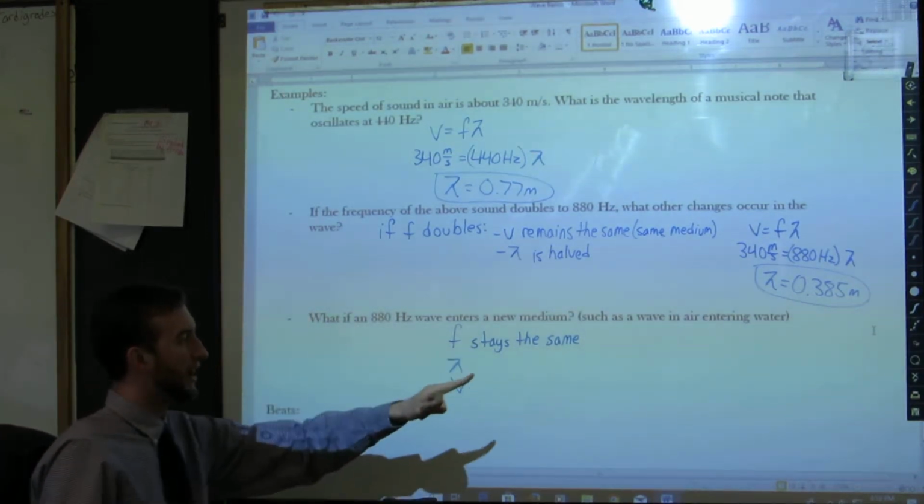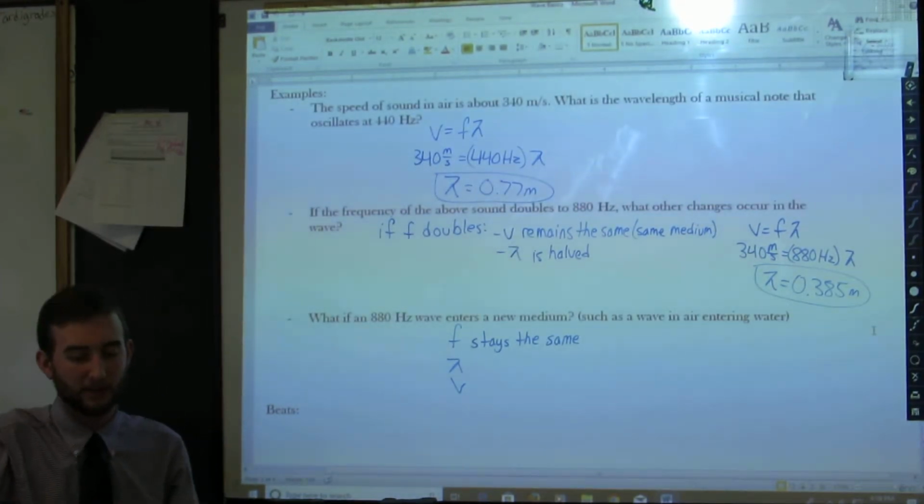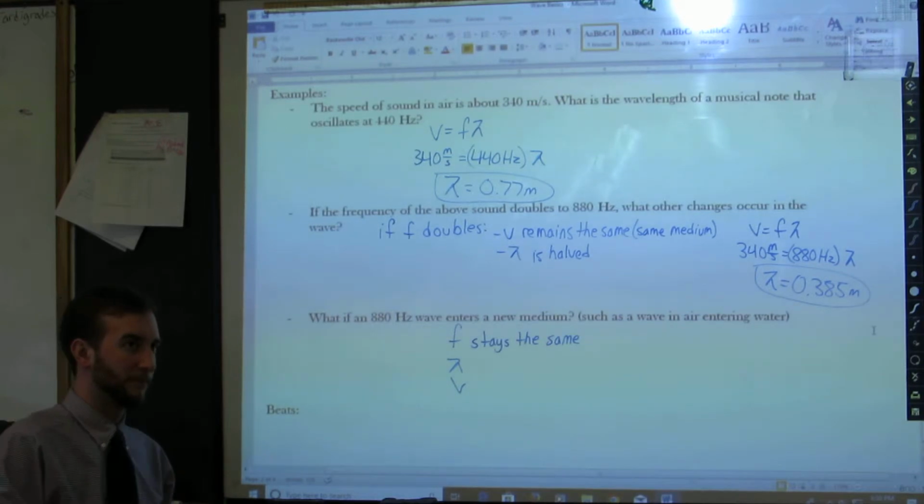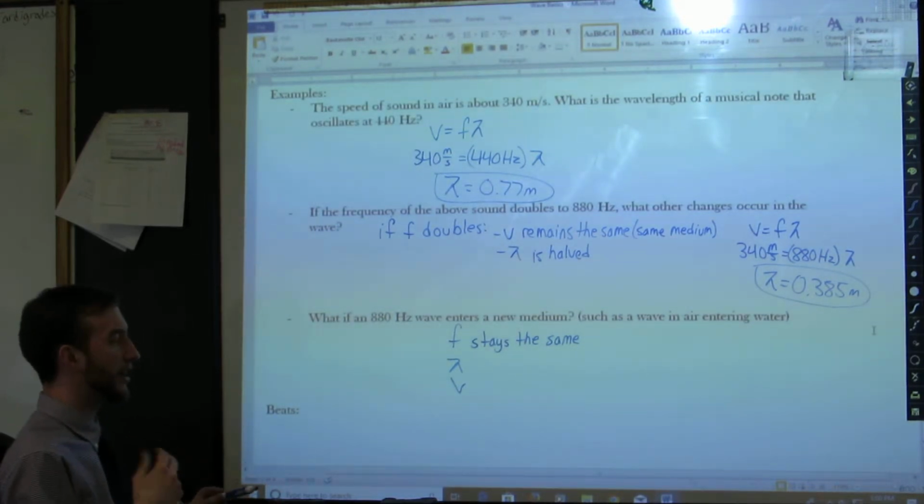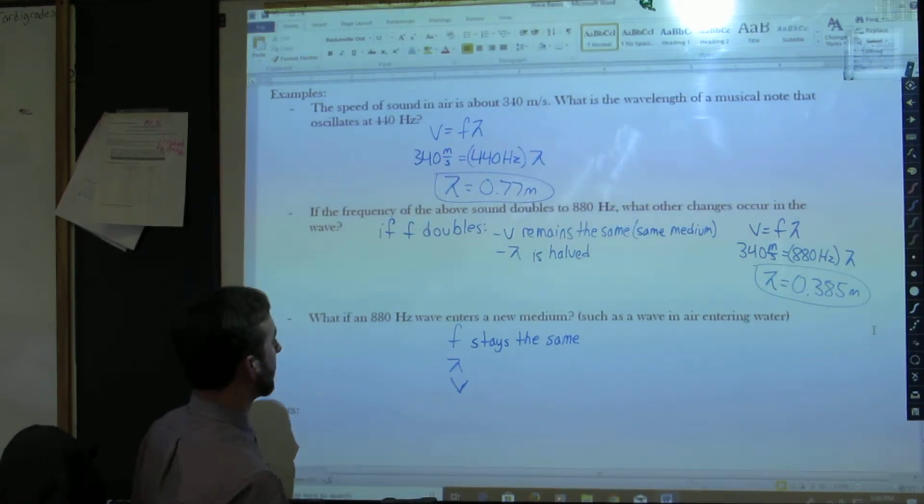Let's use the example of air and water. Okay, let's use that example. So speed, we know, increases with a denser material. Speed of sound is greater in water than in air. So we can write down the speed.